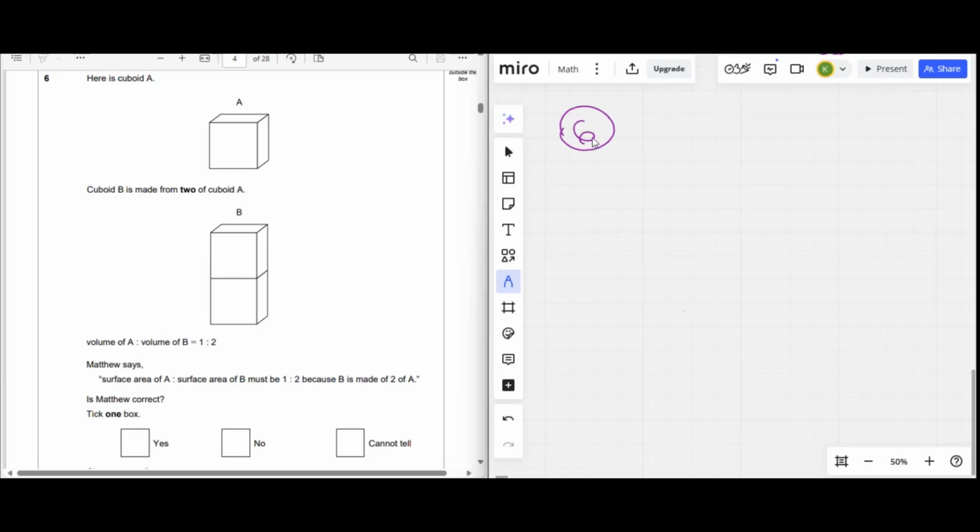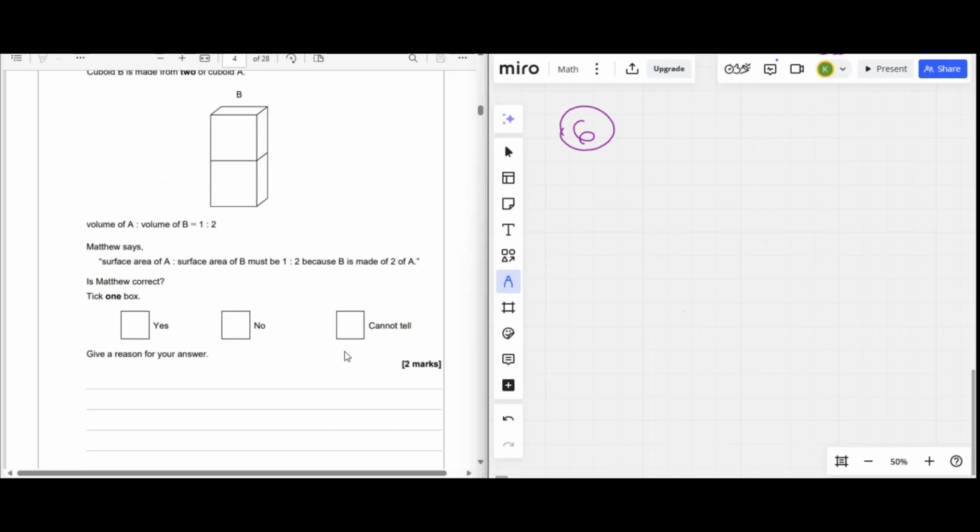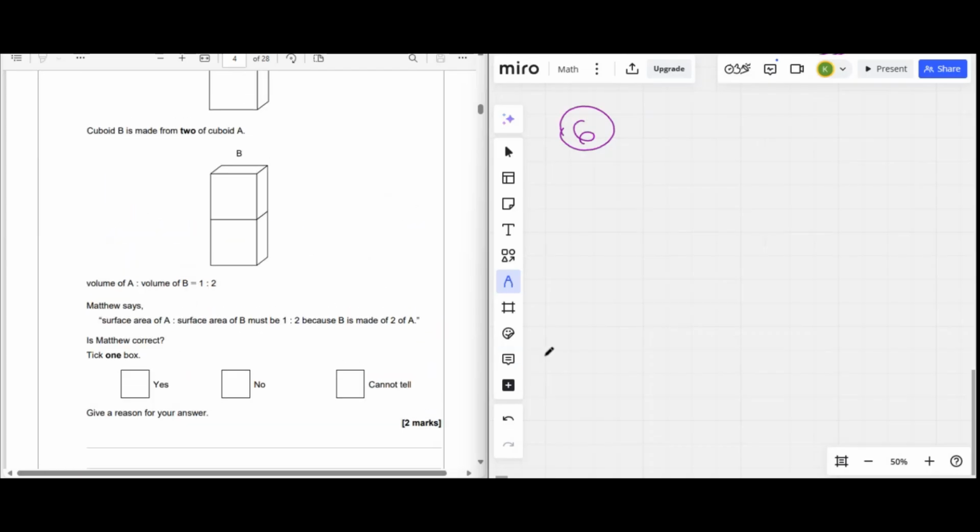Dalej mamy, here is a cubit A. Cubit B is made from 2 of cubit A. Volume of A, ratio of volume of A to the volume of B is 1 to 2, which makes sense, right? Yes. Matthew says that the ratio of the surface area of A to the surface area of B must be the same, must be 1 to 2, because B is made of 2 of A's. Is Matthew correct? Yes. No.